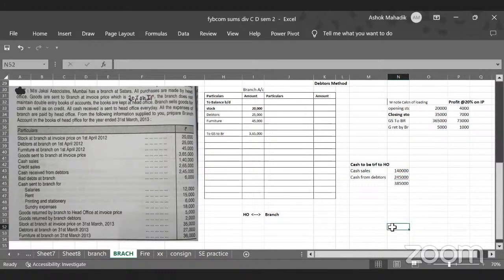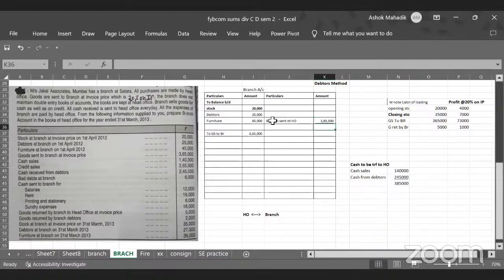Clear, students? For cash sales or debtors, we are passing entry for branch transferring cash to head office. Okay, so on the credit side, we'll record by cash sent to HO. Or you can write HO cash. Okay, 3,85,000. Okay, this is important.